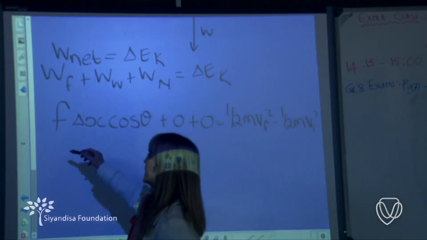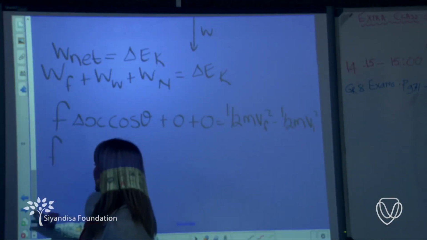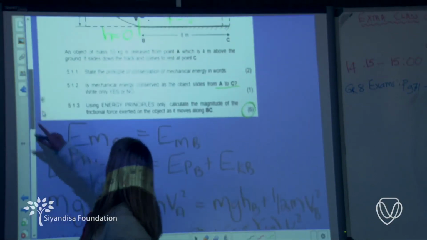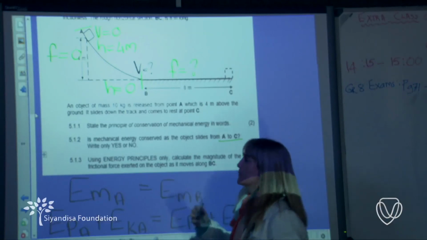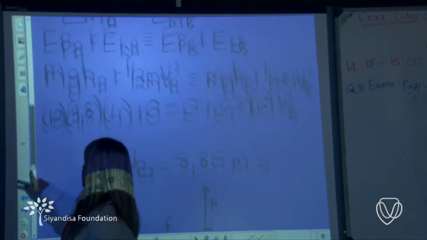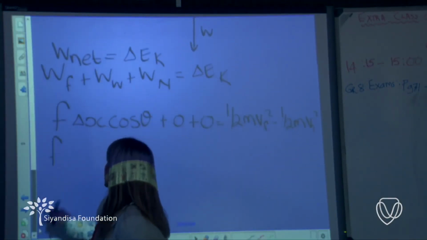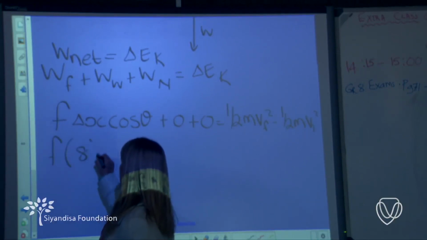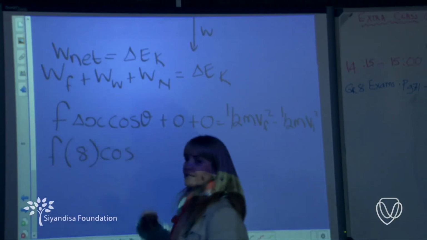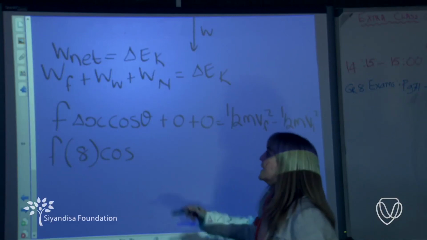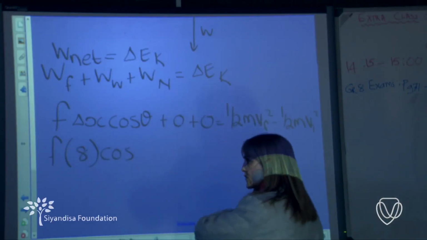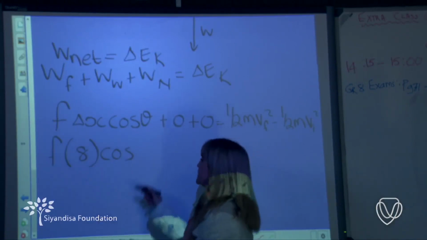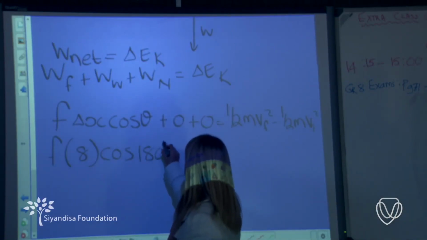Frictional force is what we are looking for. The displacement of the object, we are told that the object moves 8 meters under the influence of that frictional force. So the displacement, the delta x, is going to be 8 times the cos of theta. Now remember that that theta is the angle between the force and the displacement. Displacement is to the right, friction is to the left, so it's the cos of 180 degrees.